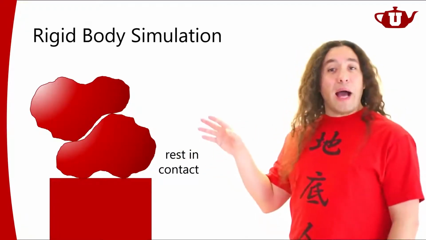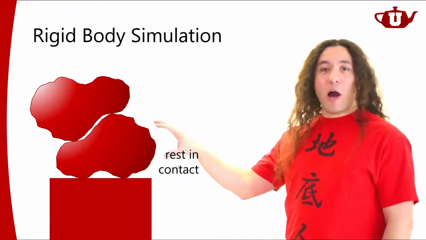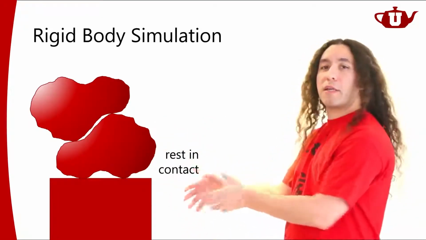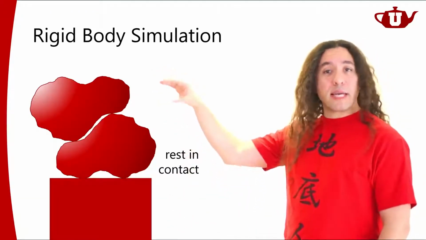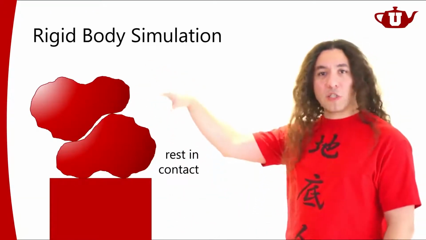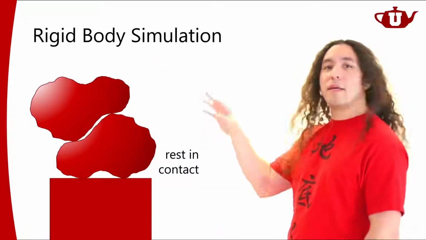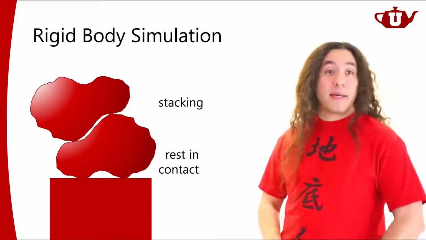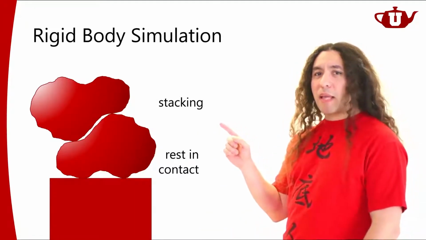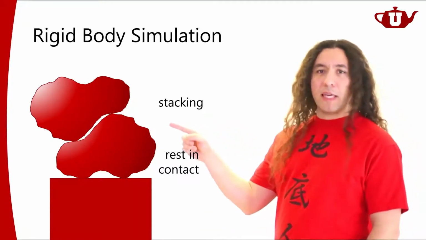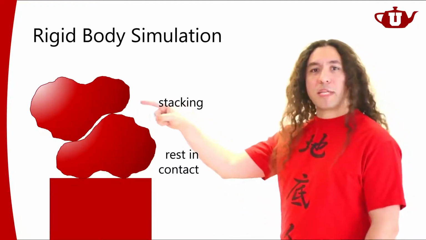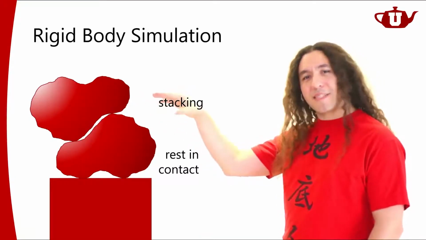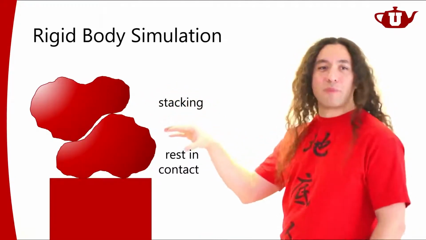But of course, just like I have an object rest in contact on a stationary collision object here, it can also be rest in contact on another object, right? So these two objects can be rest in contact, and actually I've just put two objects on top of each other, and this is the concept that we call stacking. This is quite a bit of a difficulty here, because I have an object that's rest in contact, on an object that's also in rest in contact, right?